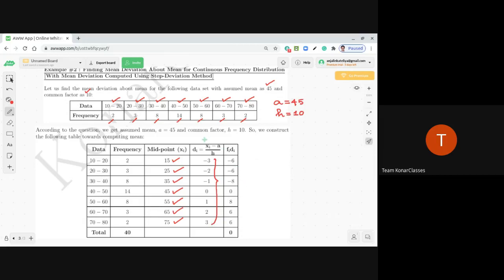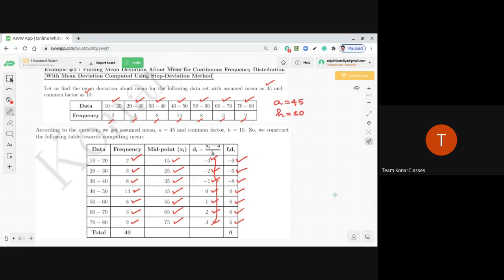And then we multiply this value di with the respective frequency. Frequency here is fi, correct? So 2 into minus 3 gives minus 6. 3 and minus 2 multiplied gives minus 6. 8 and minus 1 gives minus 8. 14 and 0 gives 0. 8 and 1 gives 8. 3 and 2 gives 6. And 2 into 3 gives 6. So the sum is 0. Correct, dear students?